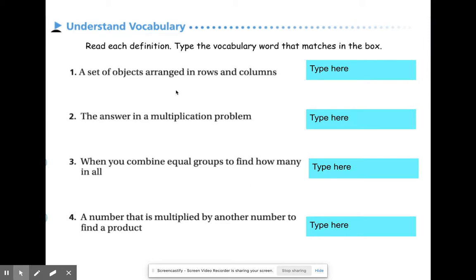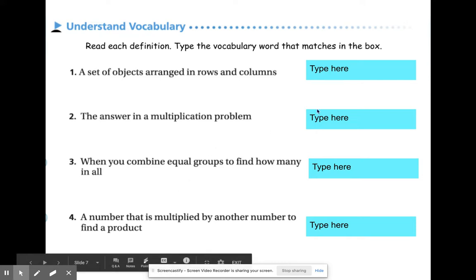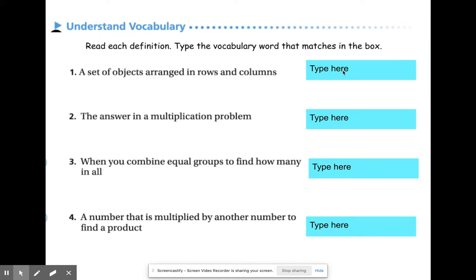You're going to read each definition here. Find the definition on the vocabulary card and type the word that matches the vocabulary definition in the box. So my suggestion is if you have the cards cut out, flip them all over to the back side where the definition is. Find the definition that's written here. So find a set of objects arranged in rows and columns. Flip that card over, and the word on the back is the word that you'll type here.